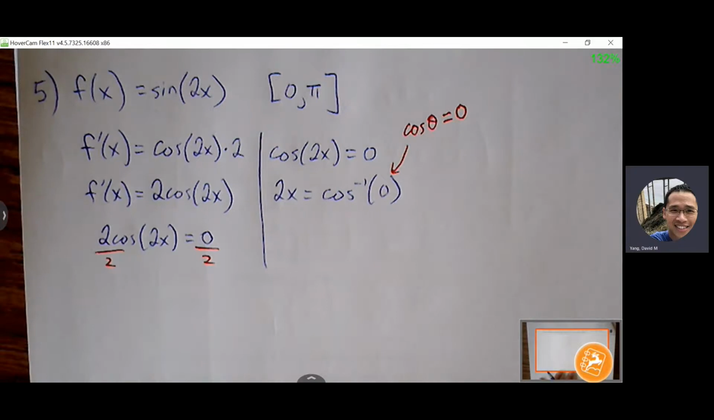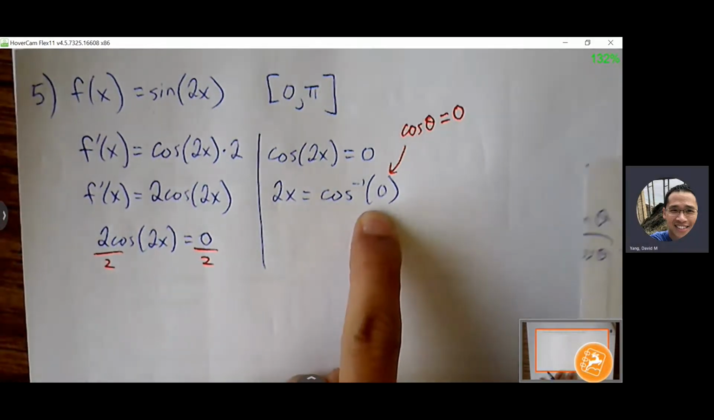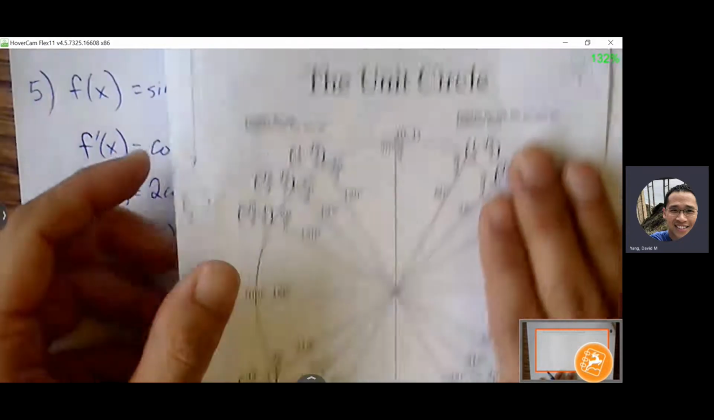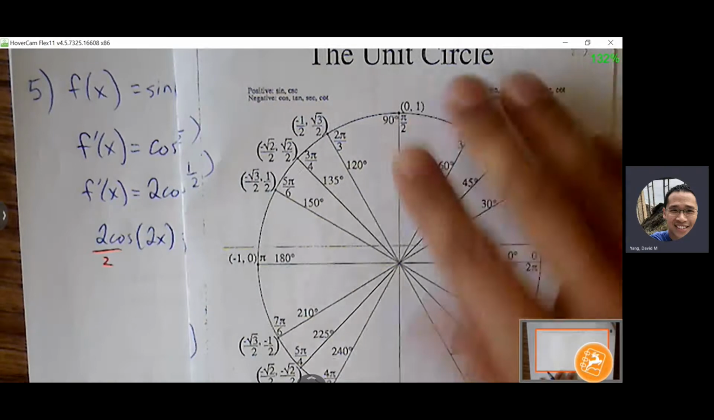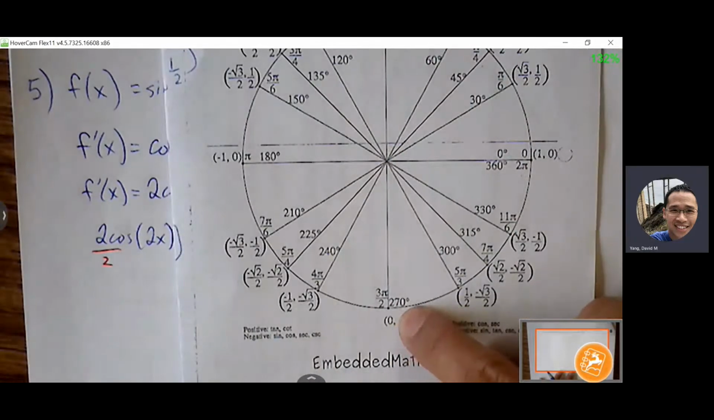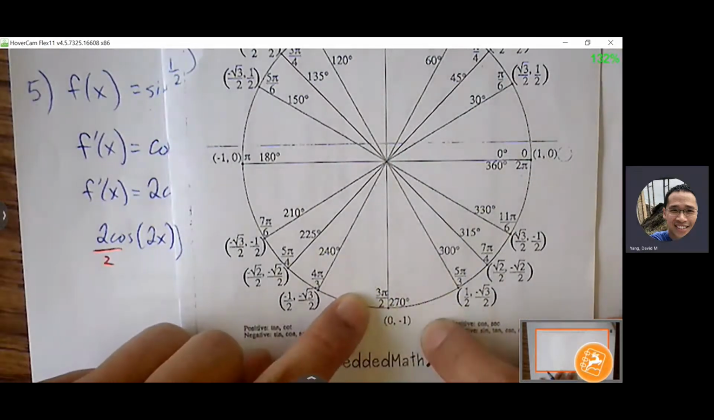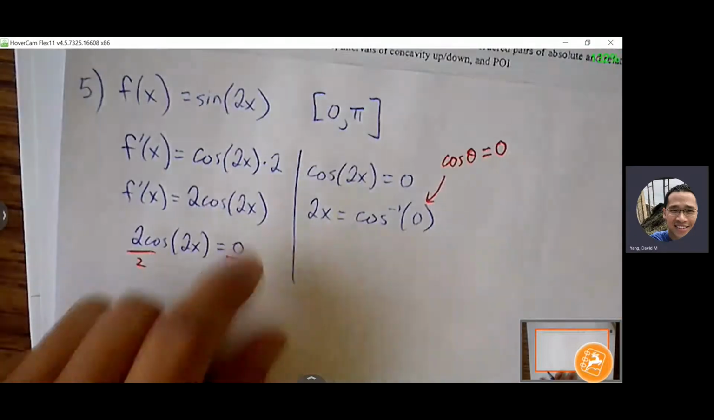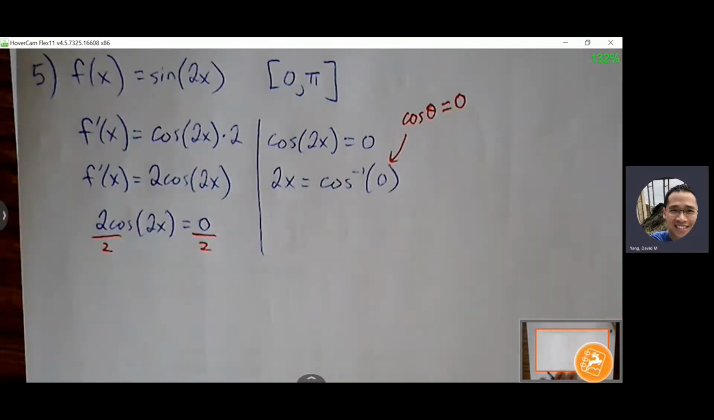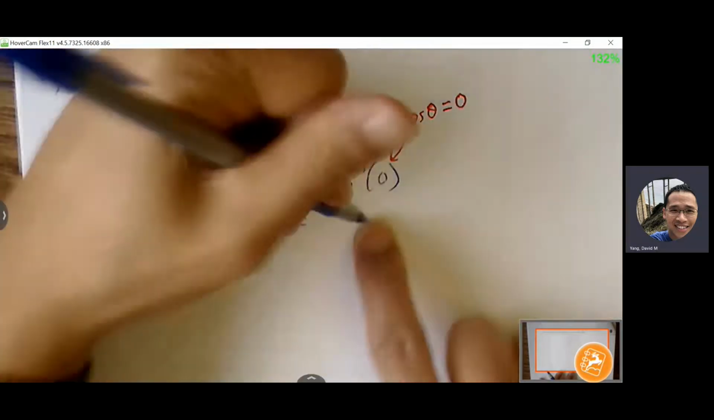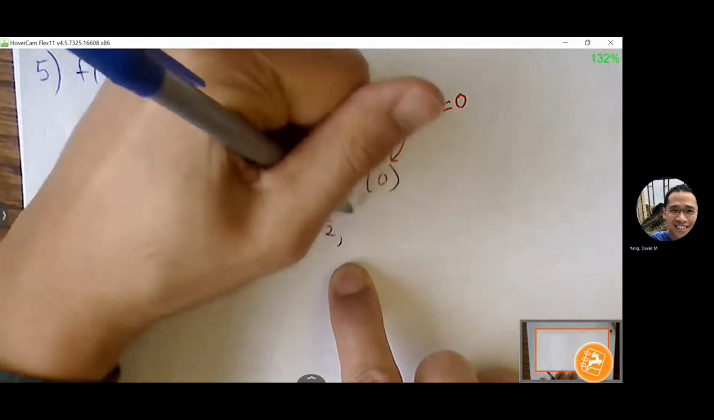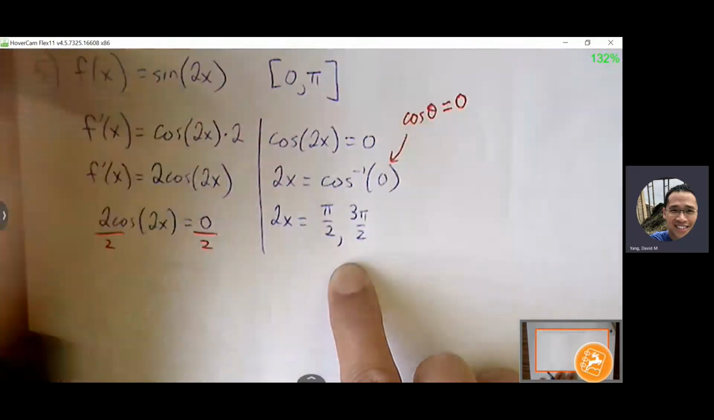Okay, that's why it's important that we know our unit circle values, right? Cosine of theta is equal to 0, x value, so cosine of theta is equal to 0 at pi over 2, and also at 3 pi over 2. Right, x value is the cosine. So pi over 2 and 3 pi over 2.